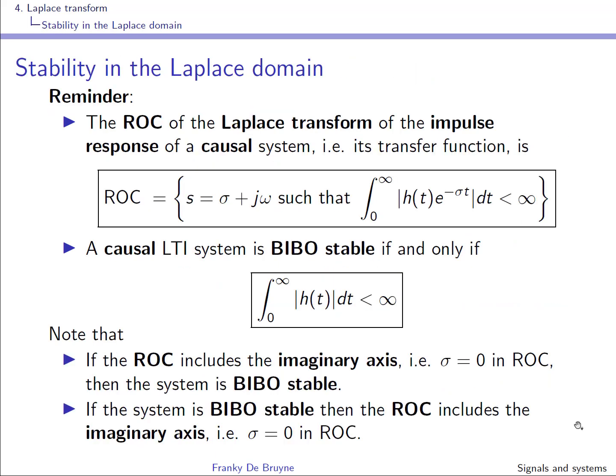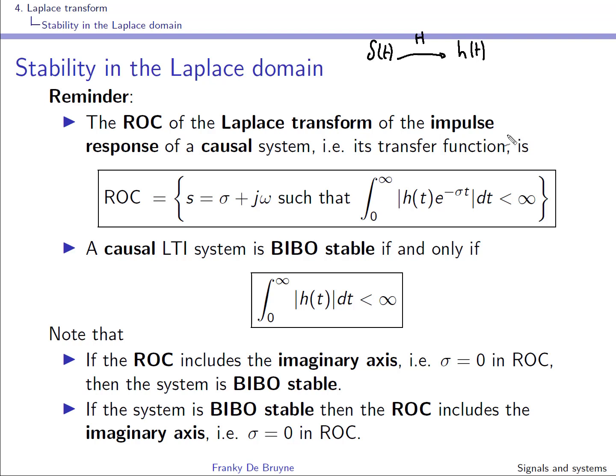So we continue this second video on the Laplace transform by considering stability in the Laplace domain. And remember that a system is characterized by its impulse response. Okay, so we'll denote the system by H, and if we put an impulse at the input, we have the so-called impulse response of the system.